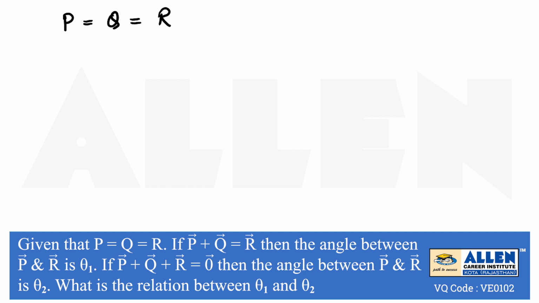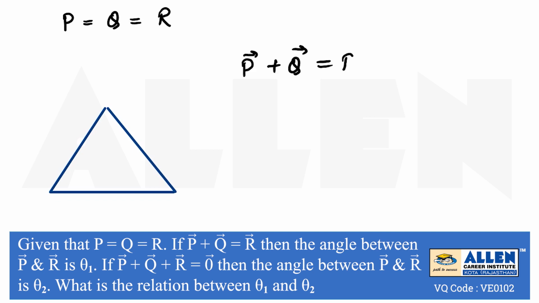So we will draw an equilateral triangle. Suppose it is like this. This is representing the equilateral triangle, and all these three sides are equal in magnitude. So according to our first equation, P vector plus Q vector is equal to R vector. We will draw an arrow for the respective vectors. Suppose this is representing P vector.